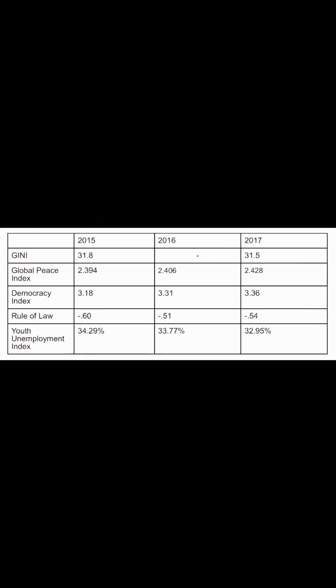Now, for the qualitative variables, I decided to choose the next 5 variables, which are the Gini, the Global Peace Index, the Rule of Law Index, the Democracy Index, and the Youth Unemployment Index. This last one measures how much unemployment there is between the ages of 15 to 24-year-old citizens of Egypt.